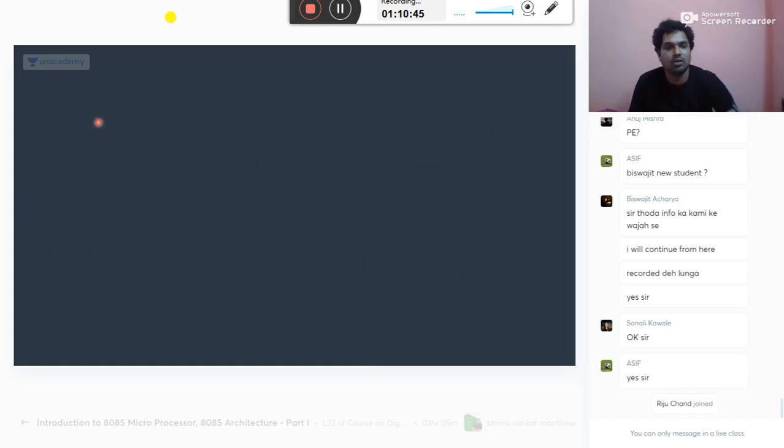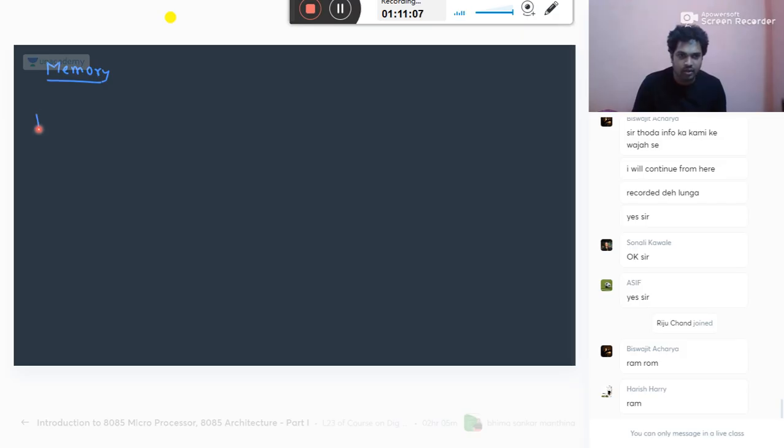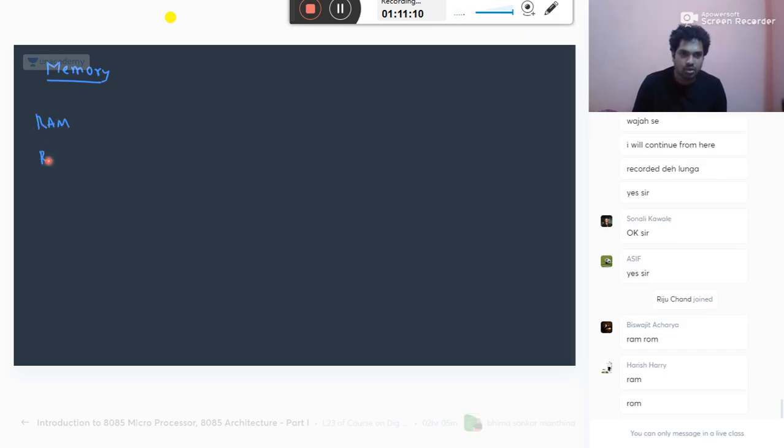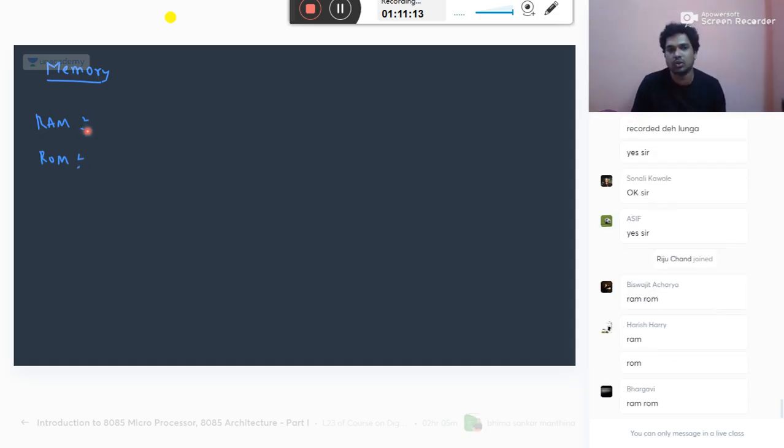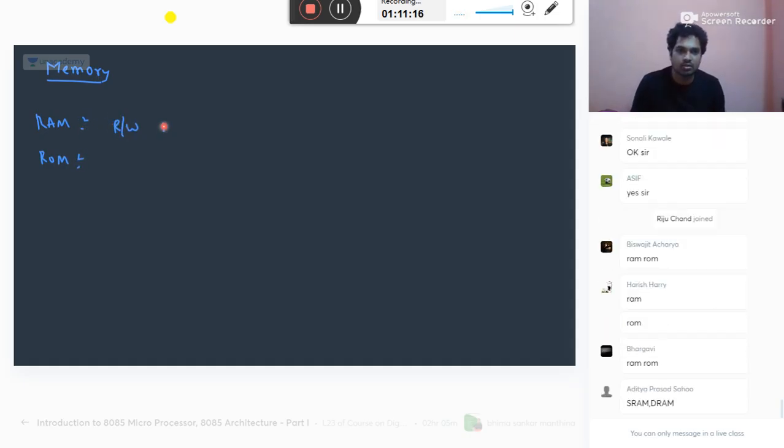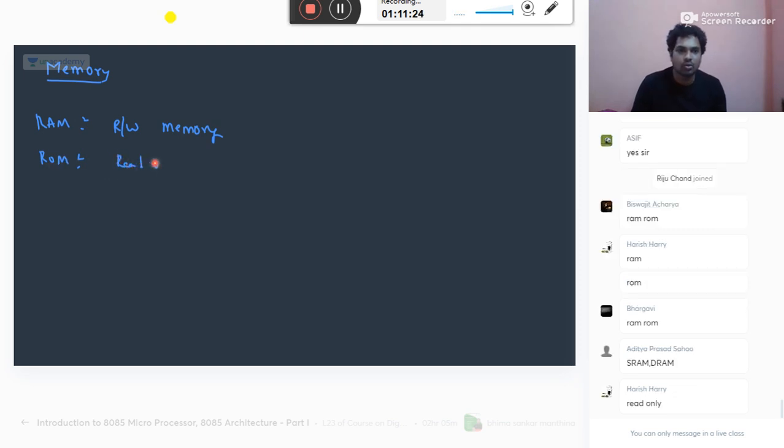The next one is memory, the last one you can say. What is memory? Different memories you are having. In yesterday's class I gave one memory pyramid also for you. Here I am giving you RAM and ROM. This is read and write memory. This is read only memory.